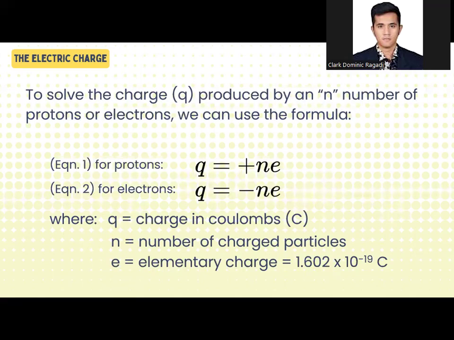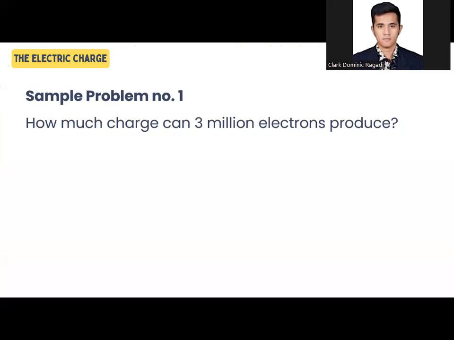Where Q is the charge in coulombs, N is the number of charged particles, and e is the elementary charge, equivalent to 1.602 times 10 to the power of negative 19. So let's try calculating a problem with regards to this equation. We have here sample problem number 1: how much charge can 3 million electrons produce?